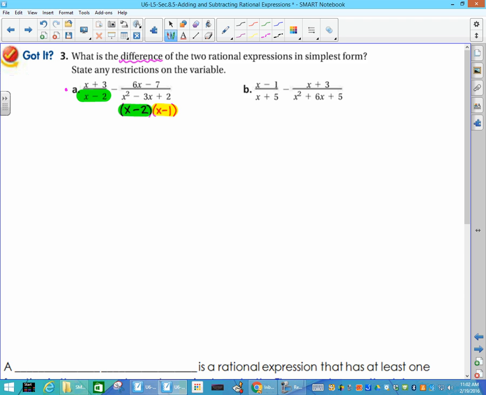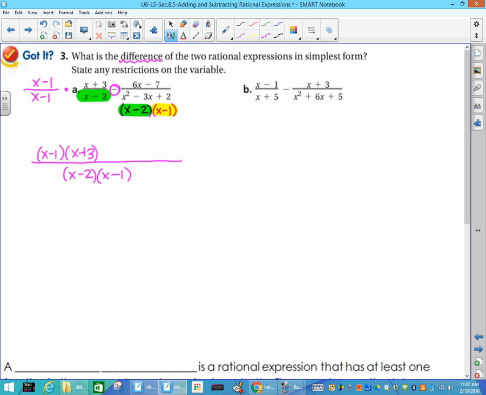My bottoms have to be exactly the same for me to combine my tops. So x minus 1 over x minus 1. Got to show me the top and the bottom. And so on the bottom, I'm going to have x minus 2 times x minus 1. Now, on my top, it's x minus 1 times x plus 3. And I'm writing this out because it's so important.